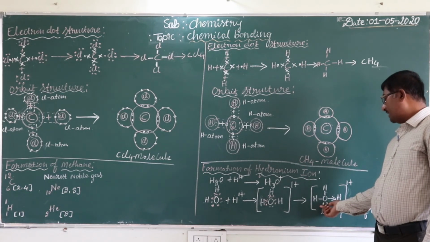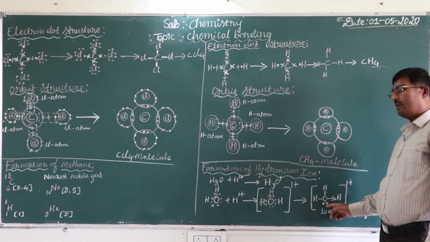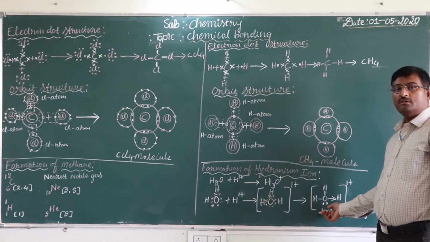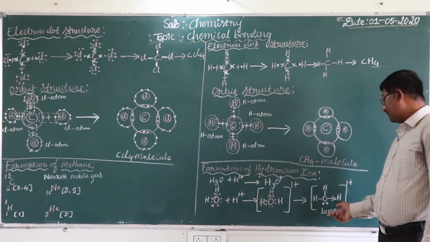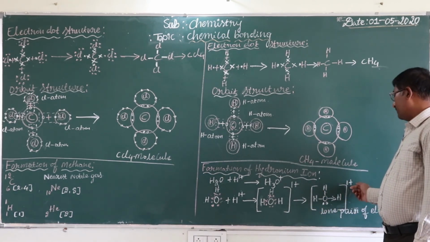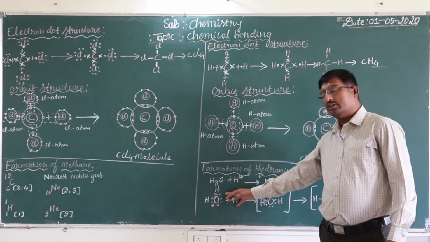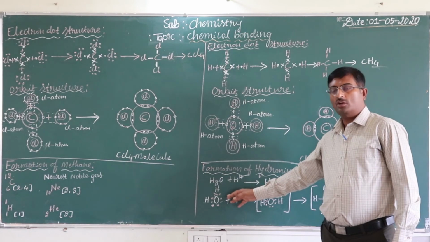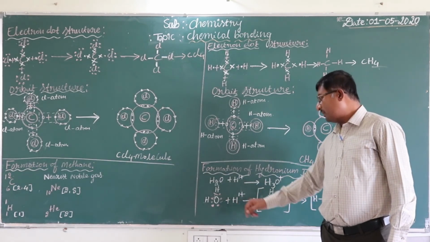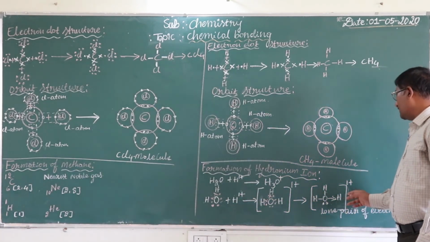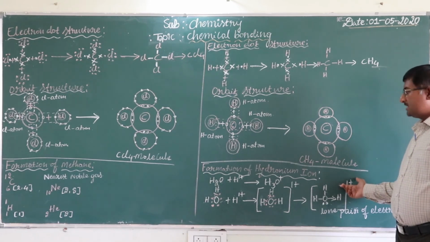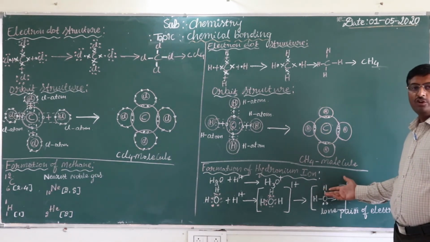This one pair of electrons not involved in chemical bonding is called a lone pair of electrons. And this hydronium ion has a plus sign. Why does it have a plus sign? Already I told you, the water molecule does not have any sign. It is a neutral molecule. When H plus ion combines with the water molecule, the hydronium ion gets a plus sign. This is about the formation of hydronium ion.